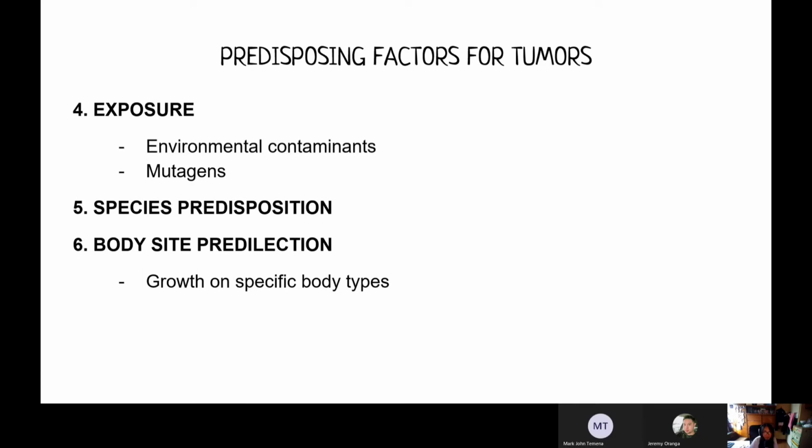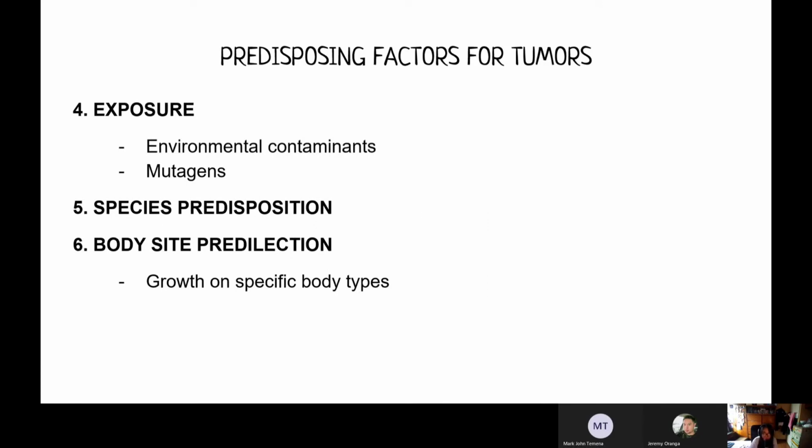So next we have species predisposition. For household pets, dogs are actually prone to mast cell tumor and cutaneous histiocytoma, while cats are only prone to mast cell tumor. Next, we have the body site predilection.